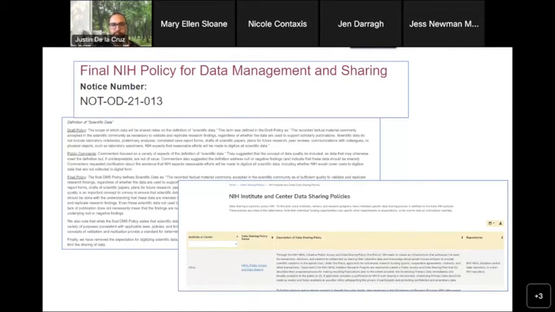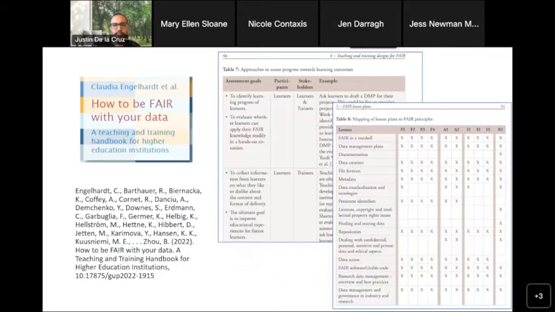And also supplemental policies related to divisions of the NIH. So in that regard, I went to work looking for other models of curricula that perhaps could be used. And there's a recent guidebook, How to Be Fair with Your Data, and it lays out many levels of lesson plans and principles and learning outcomes that could be used as a model in this regard for developing such curricula.